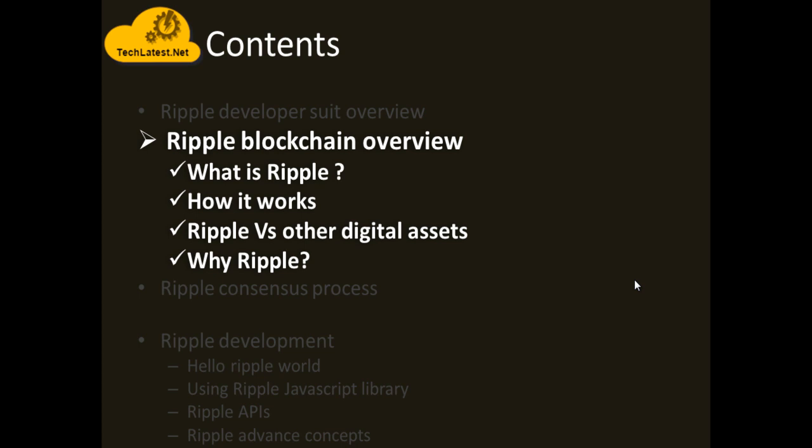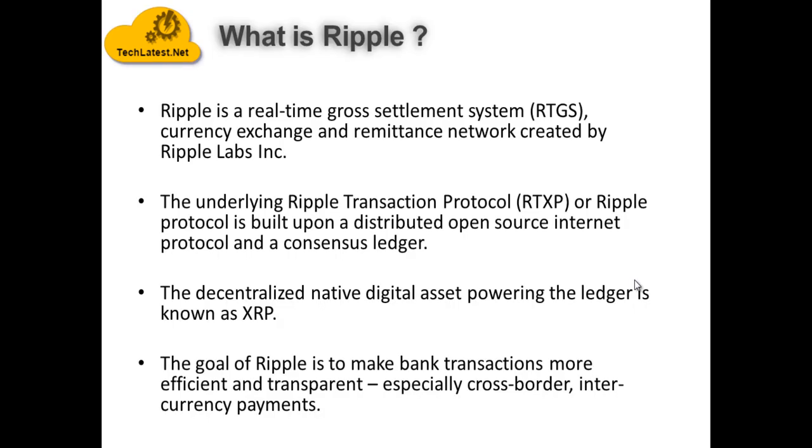Okay, so let's proceed. So what is Ripple? Ripple is basically an RTGS, currency exchange and remittance network. The main objective of Ripple is to provide bank transactions more efficiently and transparently across various financial institutes. So Ripple is created with that perspective in mind.